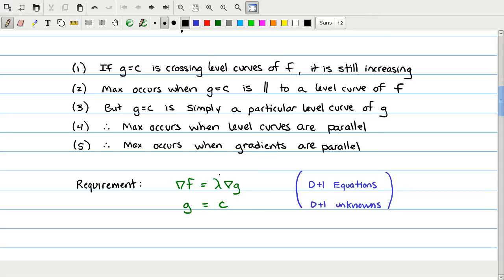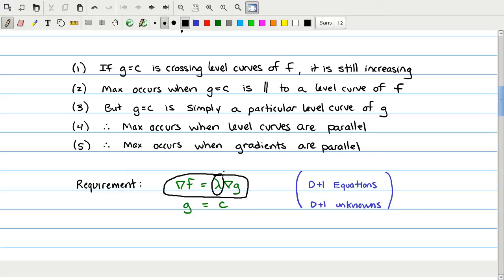So this statement right here says that the vectors, the gradients, are parallel. This unknown quantity right here, lambda, is called the Lagrange multiplier. And it's something that we need to solve for as a part of the mathematical process.